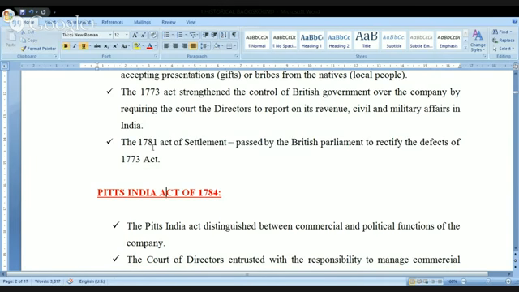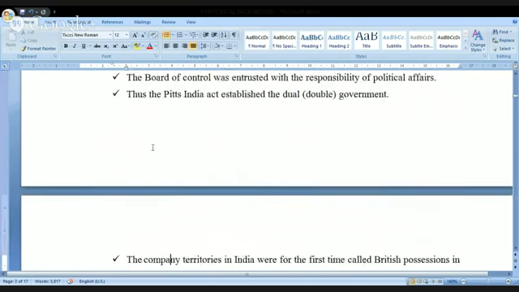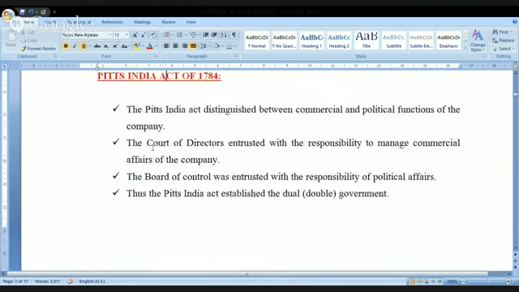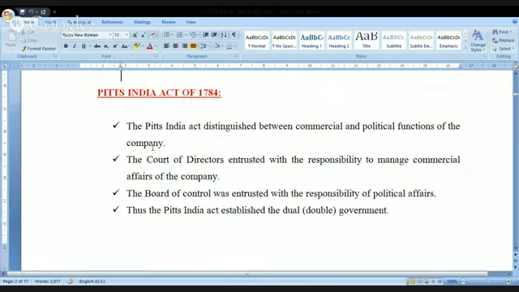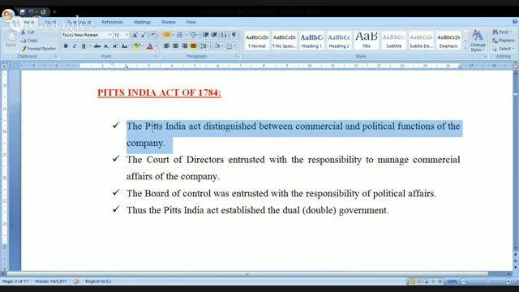Okay. Now, the next one is Pitt's India Act of 1784. Kindly remember the sequence. First is the 1773 Regulating Act. Next is Pitt's India Act of 1784. Look at this. This Pitt's India Act distinguished between the commercial and political functions of the company. So now there is a distinction between the commercial and political functions of the East India Company.